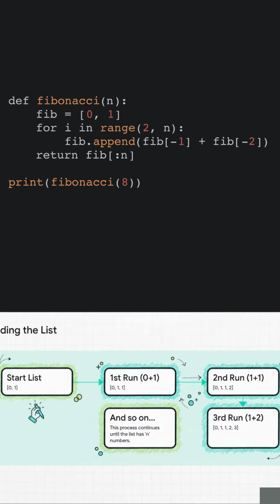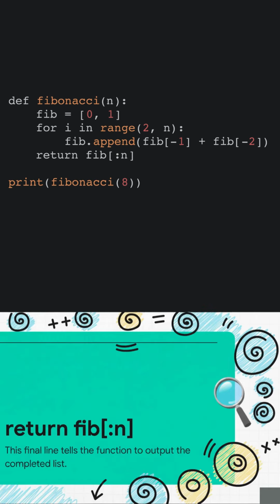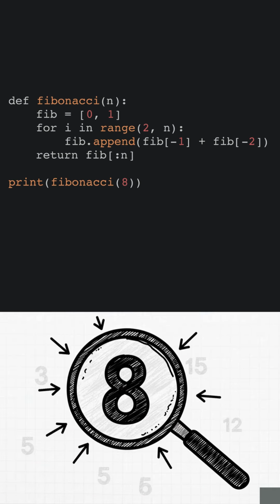You start with 0 and 1. Add them, you get 1. Then add 1 and 1, you get 2. See the pattern? And once the loop is done, this last line just says, all right, send back the finished list. So let's see what happens when we put it all together and ask for 8 numbers.